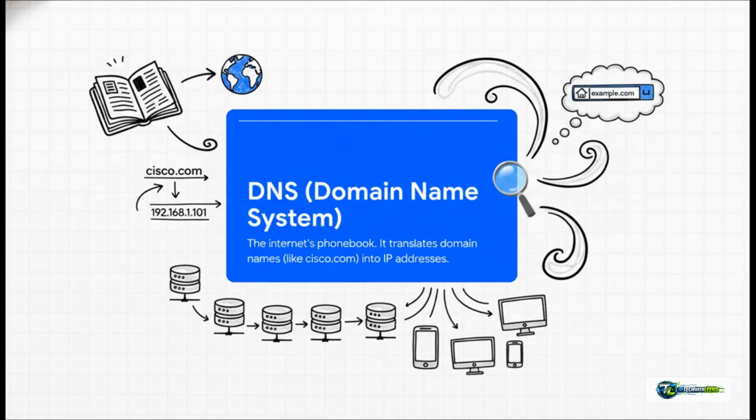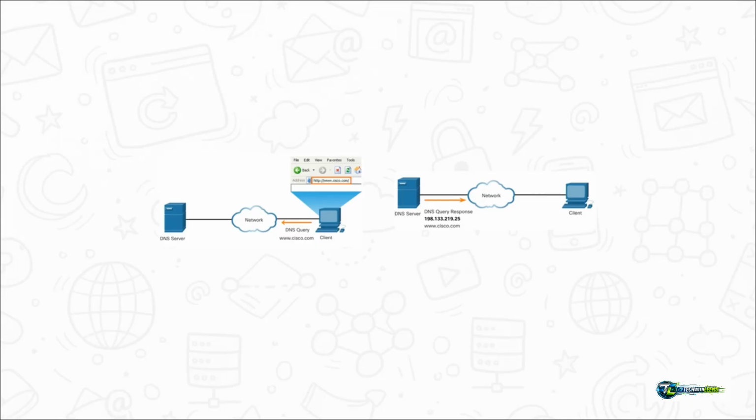The solution is the Domain Name System, or DNS. And honestly, the best analogy for it is the internet's giant shared phone book. Its one and only job is to look up the name you give it and find the matching number. And the process is pretty simple. Your computer, the client, sends out a DNS query, basically shouting into the network, "Hey, what's the number for cisco.com?" A DNS server out there receives this, looks it up, and sends back the answer. In this case, it's an IP address like 198.133.219.25. Boom. Now your computer knows exactly who it needs to talk to.